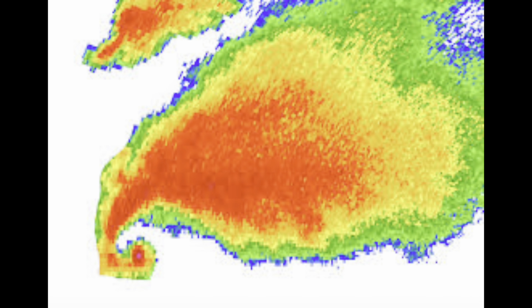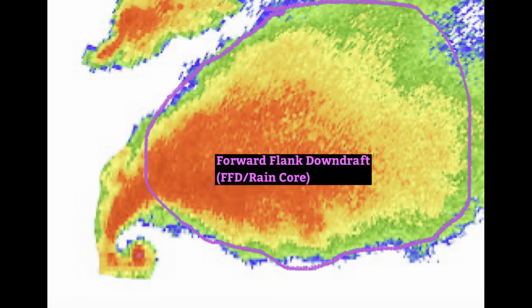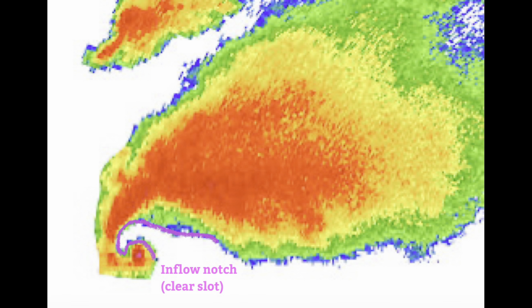So first of all, we're going to start off by going over some basic storm structure from the radar perspective. So here, this big blob circled in purple, that's going to be your forward flank downdraft or your rain core, right? This is where all your heavy rain is going to fall that accumulates on the forward side of a supercell. So whenever you see this giant blob on radar, whether you're watching on the news or you're just checking it out for yourself, that's where all your rain is, and that's your forward flank downdraft.